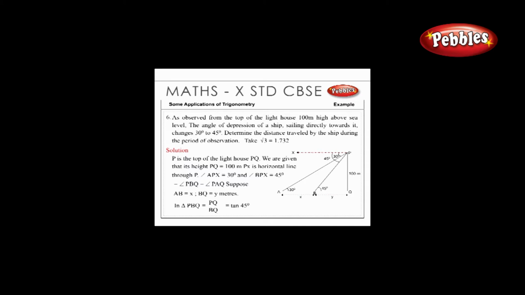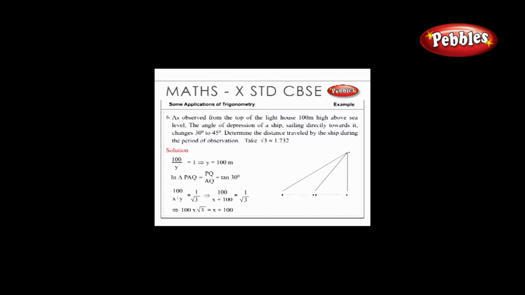PX is the horizontal line through P. Angle APX is equal to 30 degree. Angle BPX is equal to 45 degree, which is equal to angle PBQ, and angle PAQ is the 30 degree. Let us take AB is equal to x and BQ is equal to y meters. In triangle PBQ, PQ by BQ is equal to tan 45 degree. That is 100 by y is equal to 1, implies y is equal to 100 meter.